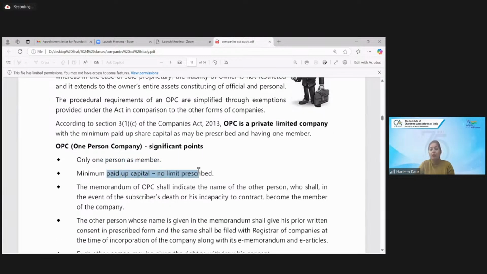Minimum paid up capital, no limit has been prescribed. Section 3 says that the OPC shall be opened with a minimum paid up share capital. This much is required, but what is required? No limit has been given as of now. Memorandum will indicate the name of the other person who, in case of death of the subscriber, becomes the member of the company. Now, please write down in front of this third point, nominee of OPC.